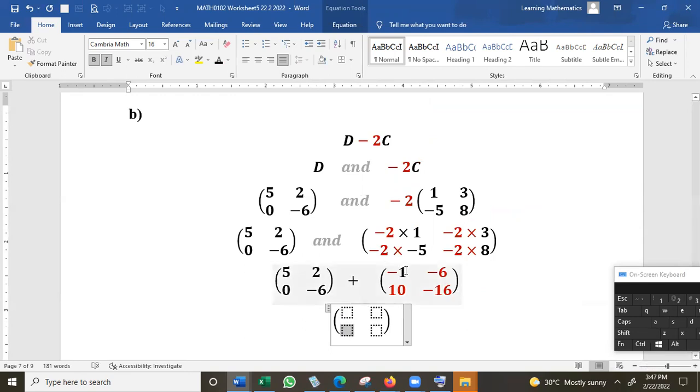Minus 2 times 1 is negative 2. Minus 2 times 1 is negative 2, negative 6, negative 18, and positive 10. So now we're going to have 5 plus negative 2. 5 subtract 2 is 3. 2 plus negative 6. That will give you negative 4. Corresponding elements are 0 and the 10. That will give you 10. And the negative 6 and the negative 16, a negative and a negative is a negative. So we have negative 22. So that's the answer. Okay. For part B.